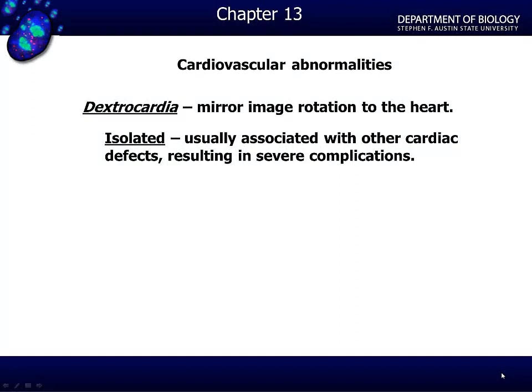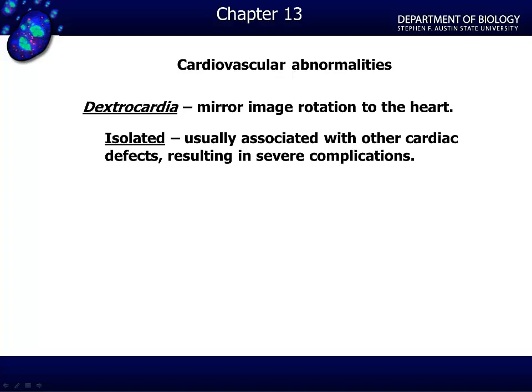So far we've seen everything that normally occurs during cardiac development and the development of the vascular system. Now we're going to examine what things go wrong in the developing cardiovascular system. One of the things that could happen is the heart could actually be mirror imaged as it sits in the chest. So what we consider to be left and right, imagine that being completely flipped. Now, dextrocardia is what this condition is called.